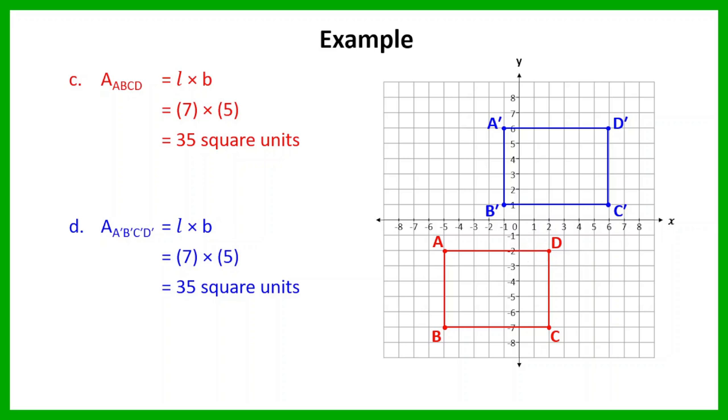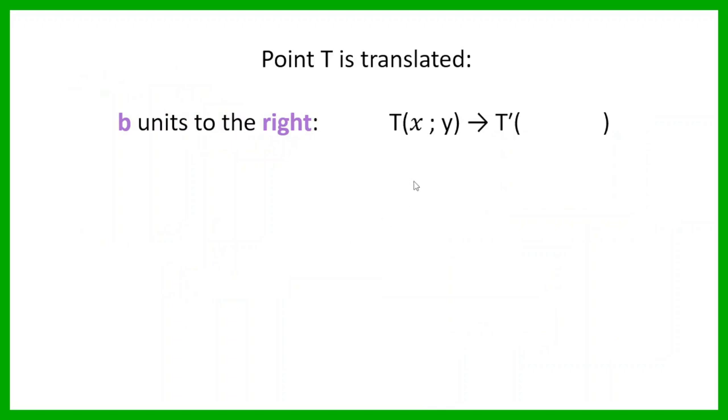So over here, our rule is going to say, if you've got X, Y for the point T, then if you're moving B units to the right, then your X value is going to increase because you're going to the right, so it's getting bigger, it's going to increase by B, and Y is going to stay the same. That's if you are only moving to the right, if you're not moving up or down. So if you're moving to the right, your X value is going to get more by however number of places you are moving to the right.